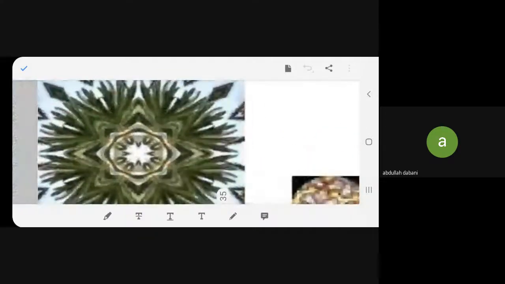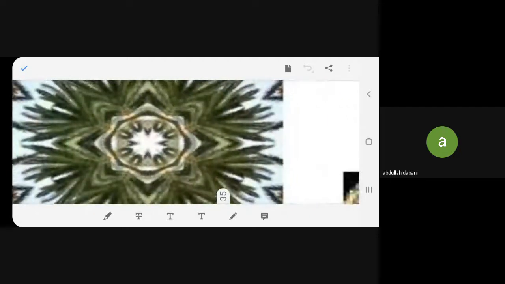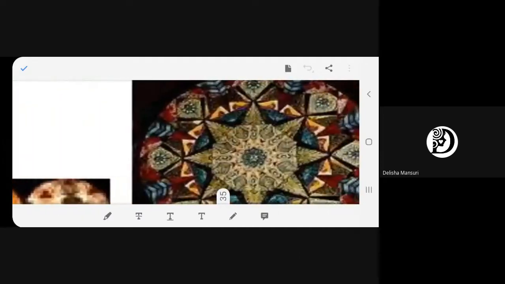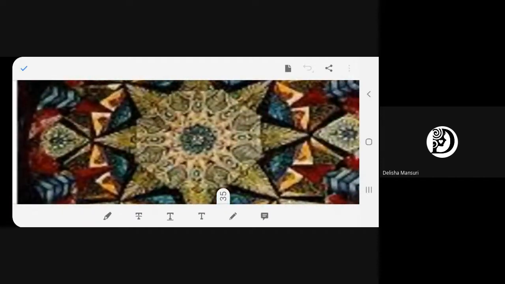Look at this pattern. I'm going to show you one by one. This is one pattern that you get in a kaleidoscope. Can you see this? Isn't it beautiful? The color is olive, right? Second one is this one. See how beautiful it is, right? All the colors of it are due to beads or bangle pieces.